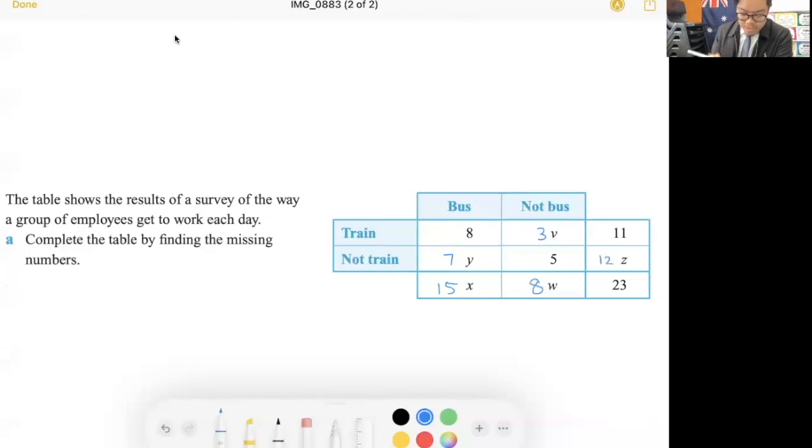Now I just need to double check all my totals. 11 plus 12 is 23. Good, we're all sweet. 15 plus 8 is 23. Good, we're all sweet. And that's how you complete a table.